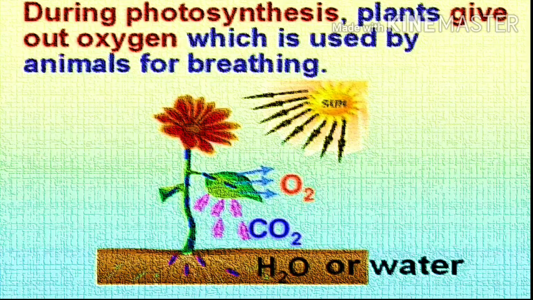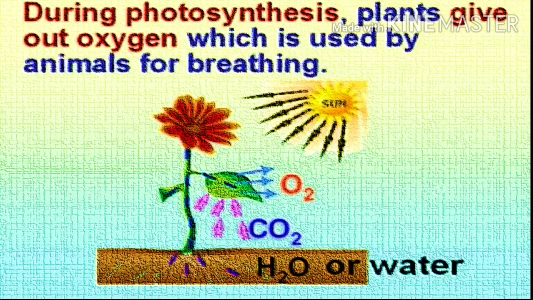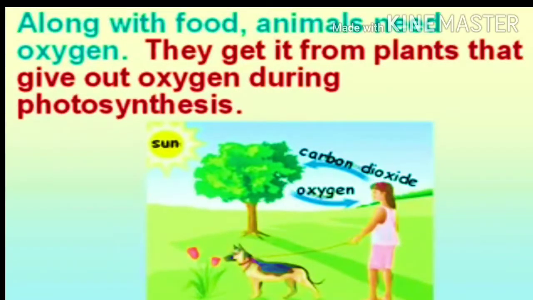During photosynthesis, plants give out oxygen which is used by animals for breathing. Along with food, animals need oxygen. They get it from plants that give out oxygen during photosynthesis. So, photosynthesis is a process in which green plants make their own food in the presence of sunlight, chlorophyll, carbon dioxide and water.